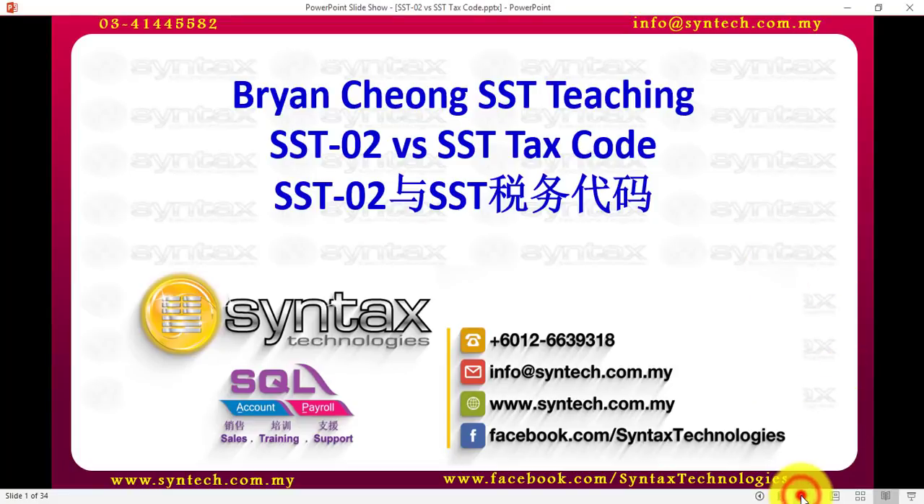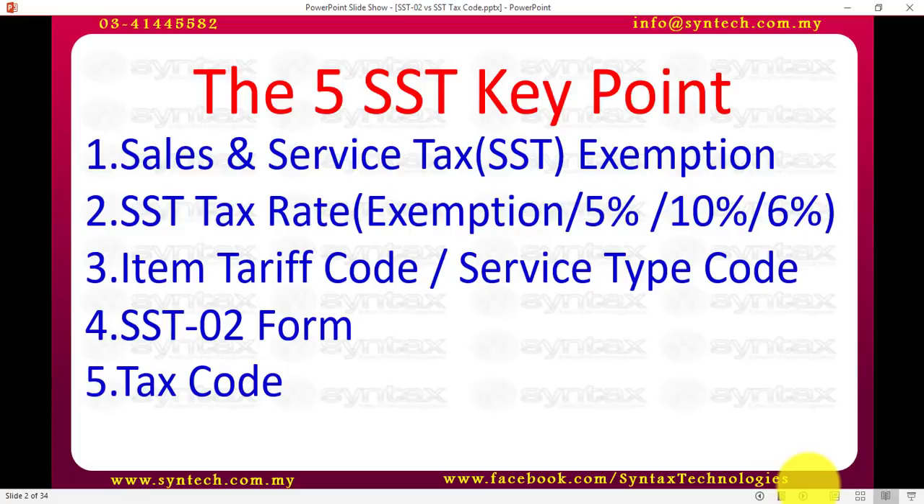Before we go further, please bear in mind the 5 SST key points. The first thing is SST has exemptions for sales tax. Second, the SST sales tax rate will be 10%, 5%, and also exemptions. Service tax is 6%. And you must understand something called the item tariff code. All items sold by a sales tax registrant have a tariff code. And if you are a service tax registrant, your service should have a service type code.